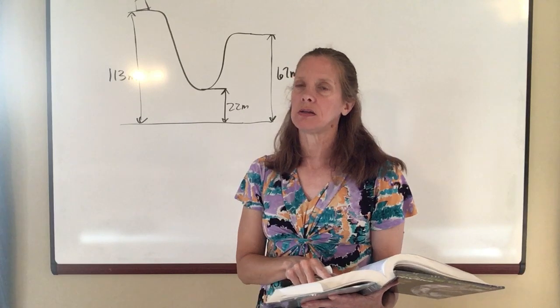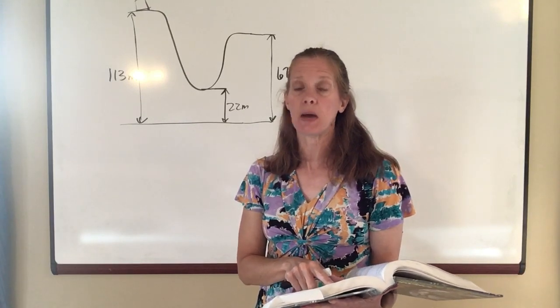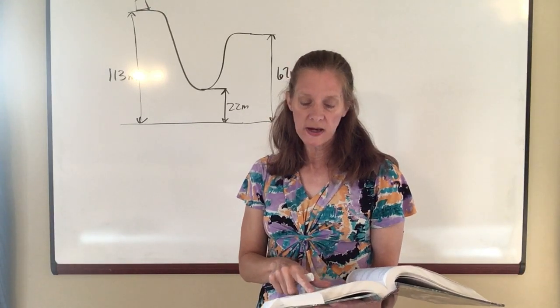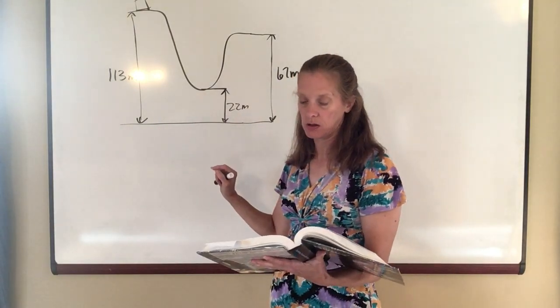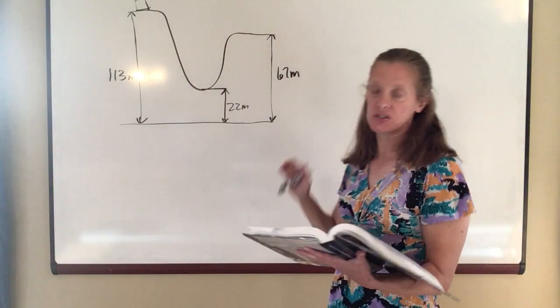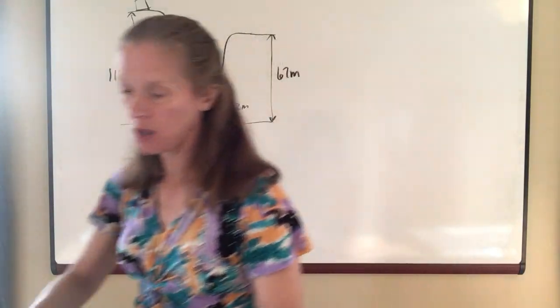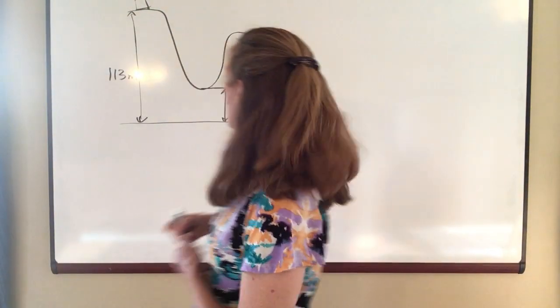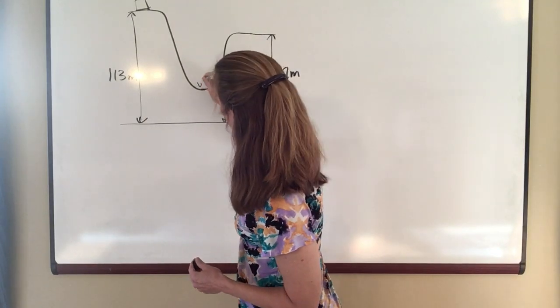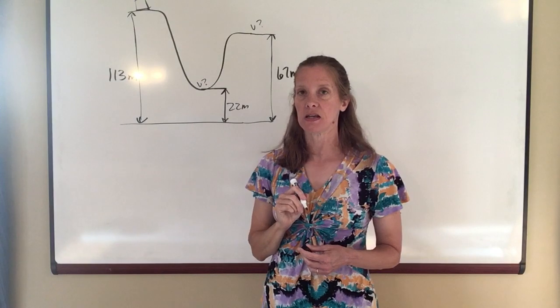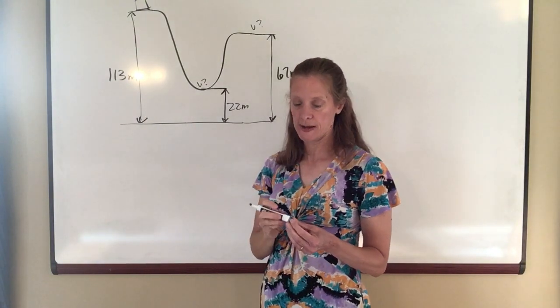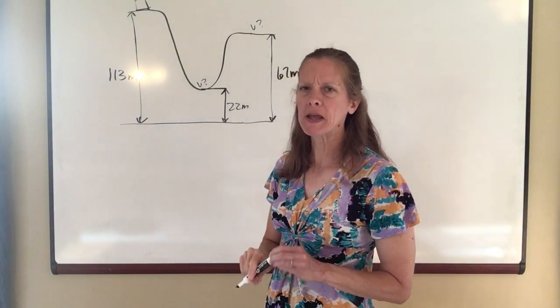Ignoring friction, and that's a really nice thing that we could ignore friction because that would make this complicated. What is the car's speed when it reaches the bottom of the first hill and when it reaches the top of the next hill? So what I am looking for is the velocity at this point, and then I'm looking for the velocity at that point. Okay? So how am I going to go about doing this?